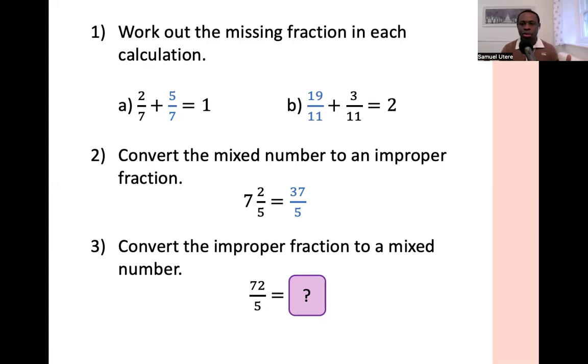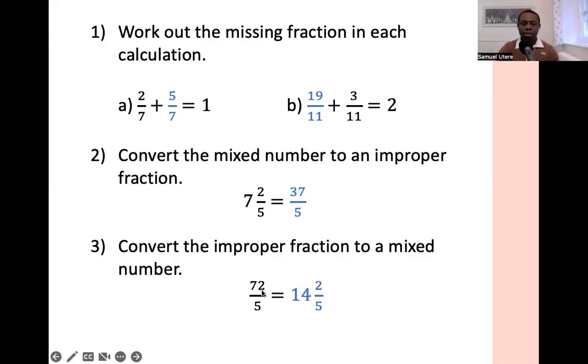But remember the quick method I told you to do. You simply do 5 times 7, which is 35, plus 2 in the numerator. That gives you 37/5. But my earlier explanation is to help you understand exactly why we do this. And it's the same for question 3.